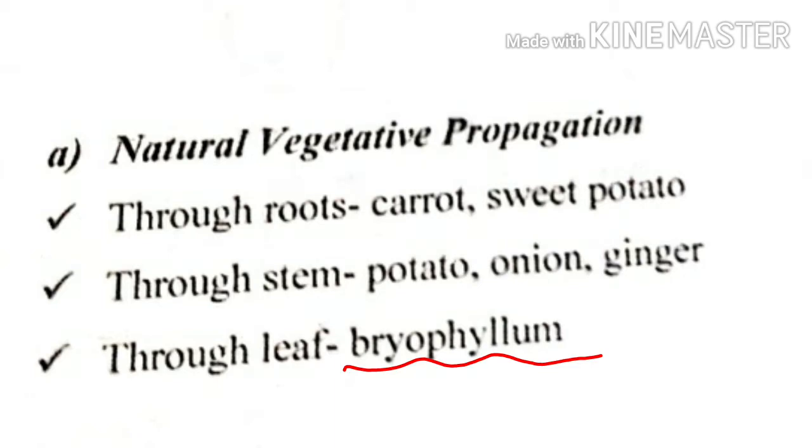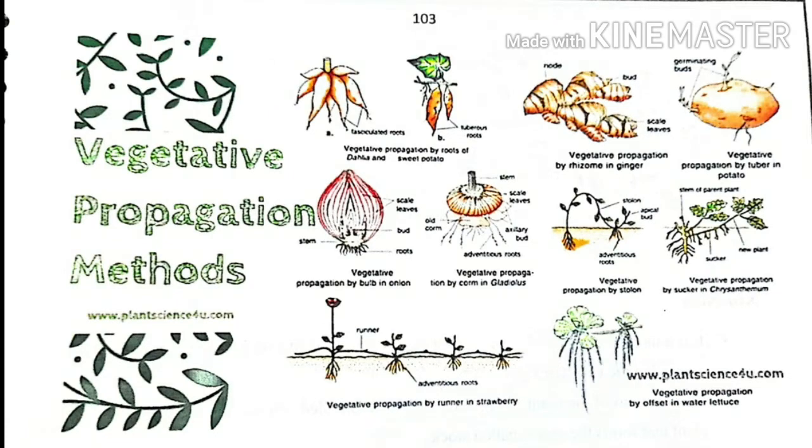And through leaf, there is a special plant which is propagated through leaf, known as bryophyllum. In all these cases you can see that the root is acting as a medium through which new plants are produced, the stem is acting as a medium through which new plants are produced, and the leaf is also acting as a medium through which new plants are produced. Here you can see the pictures of natural vegetative propagation.